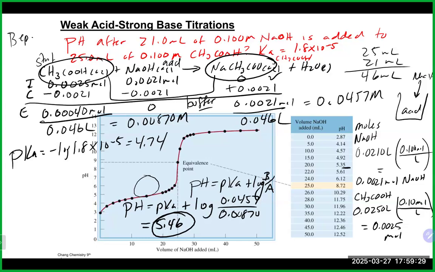Other questions? So essentially in all titrations, up to the equivalence point, pretty much the change is always going to be whatever you're adding, because it's always going to be the limiting reagent until you hit that equivalence point. And then once you go past the equivalence point, it switches around. What you started with becomes the limiting reagent, and what you're adding is the excess. Other questions?